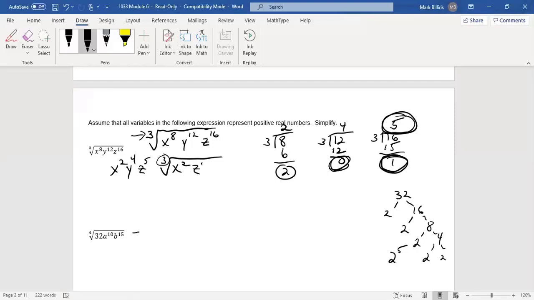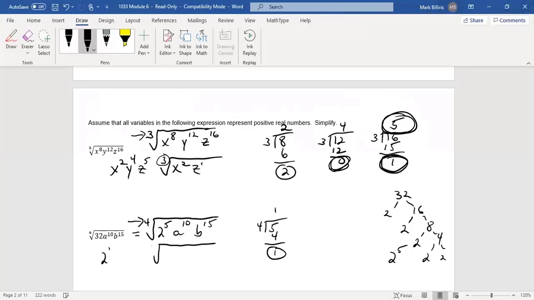So when I'm rewriting my expression, this becomes the fourth root of 2 to the 5th, because that's what 32 is, a to the 10th, b to the 15th. So now I do my division of exponents. So 2 is raised to the 5th power, so I divide that by my index. And again, my index in this case is 4. So 4 goes into 5 1 time with a remainder of 1. So that means I can take out 1 factor of 2 and 1 remains because of my remainder. Notice again, I put my index 4 back in as a part of my answer.